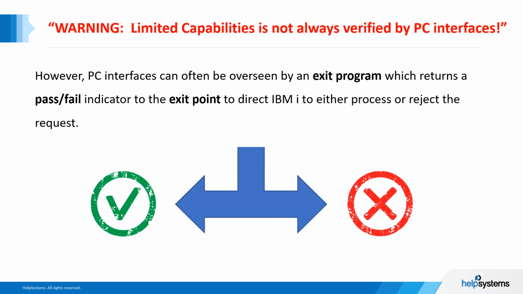As part of that warning, we have to recognize, as I said, that limit capabilities is not always validated, but PC interfaces that can issue commands in some instances can be overseen by an exit program. That's a term I know many of you have heard. Some may not be familiar with, but the concept is that it's just a program. It's called an exit program because it plugs into an exit point, which is really just a hook in an existing application. In this case, the existing application is the operating system, and the OS gives the exit program the ability to return a pass-fail code back to tell the operating system whether it should process or reject the request.